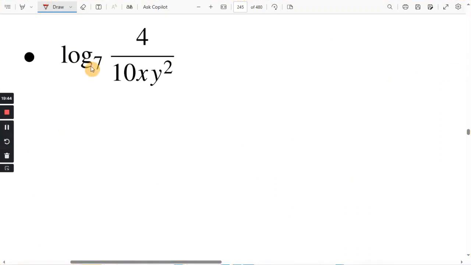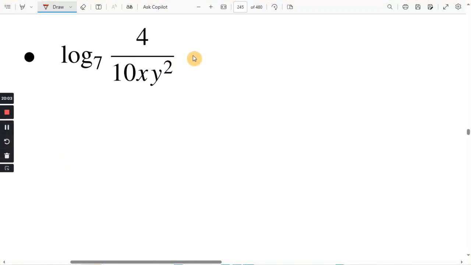All right, please pause and try this one. I'll give you a hint. First step is to use the quotient rule because you're dividing. Then use the product rule because you're multiplying. And then finally, get rid of the exponent as your last step. So please try this one.